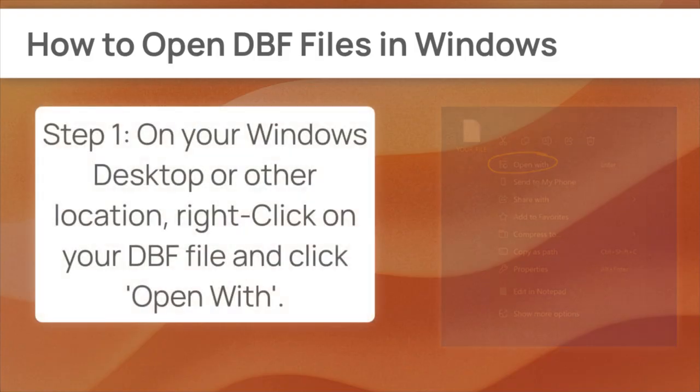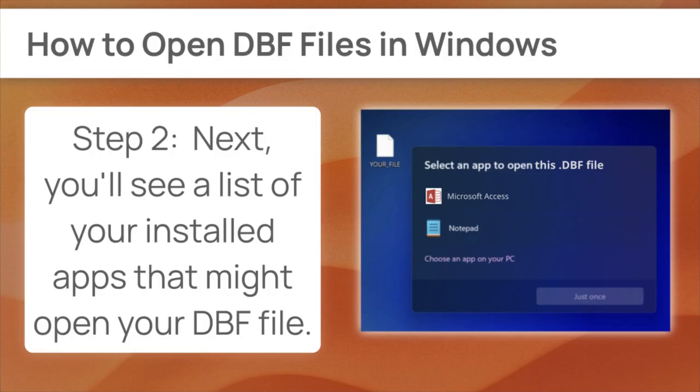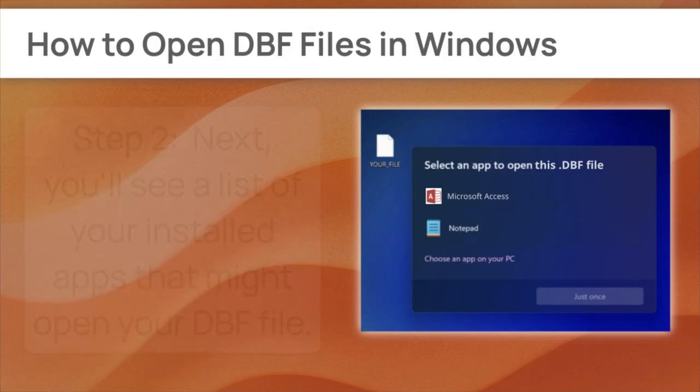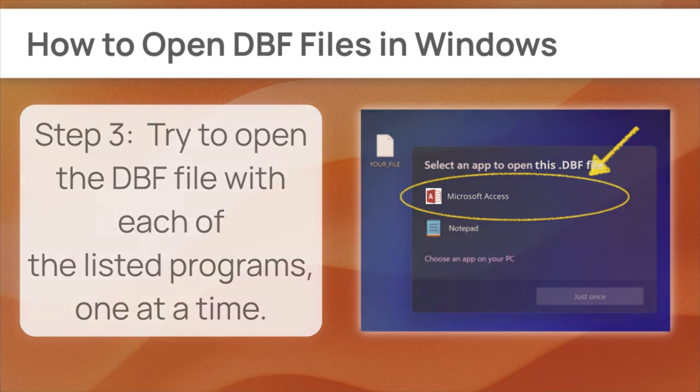Your most vital first action is the file association test. Right-click the DBF file and choose Open With. If Microsoft Access is on your machine, test it. If not, choose another program. We must find the correct software.